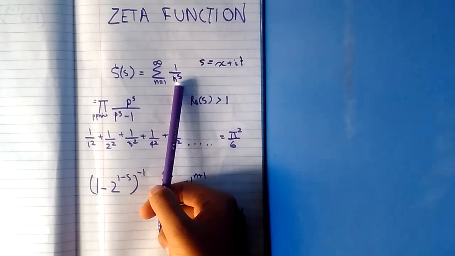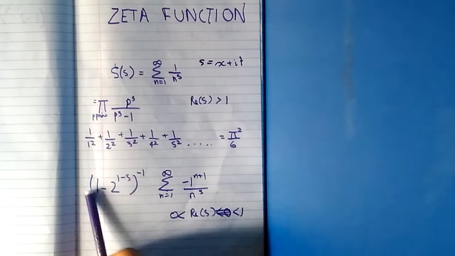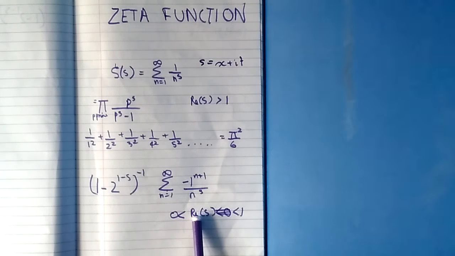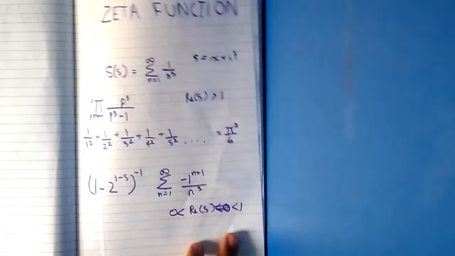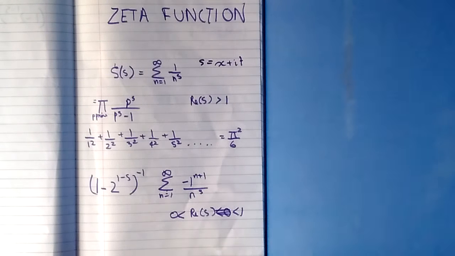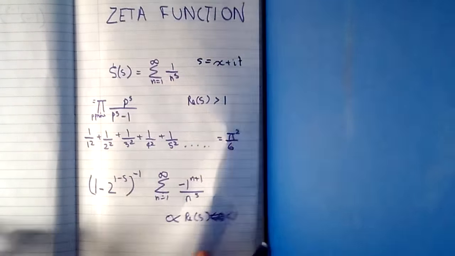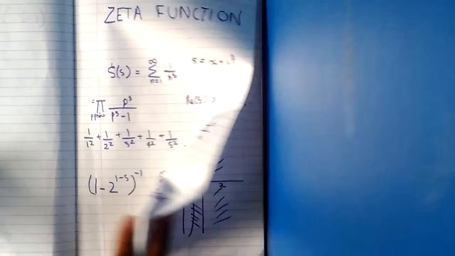But the zeta function is a holomorphic function, which means we can analytically continue it, and this is the new form we get where s is greater than 0. Now this is an alternating function, and now let's see what happens if we try to take the value of s as negative.